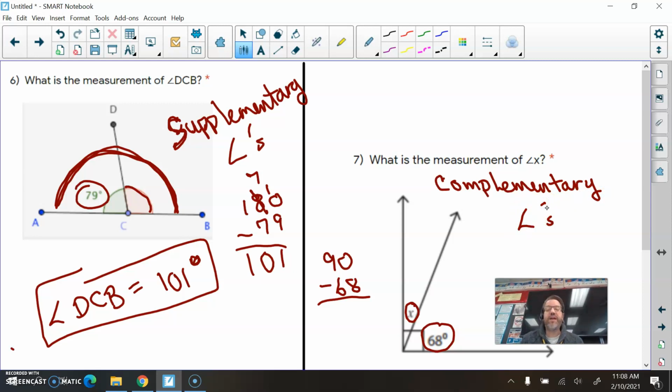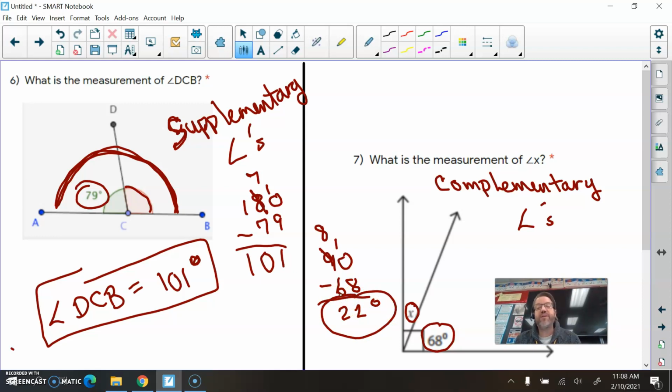Complementary angles total 90 degrees. Supplementary angles total 180 degrees. So here I'm subtracting 68 from 90. I can make this 9 into an 8. This becomes 10. 10 minus 8 is 2. 8 minus 6 is 2. We find out that missing angle measurement has to be 22 degrees.